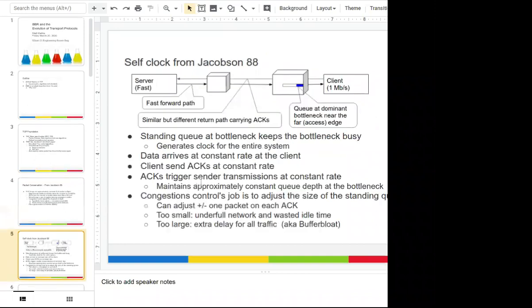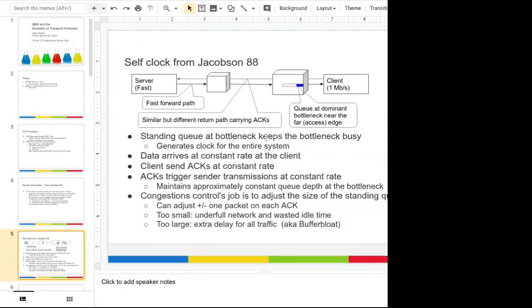An important derivative of packet conservation is self-clock. The key idea here is that there's a standing queue at the bottleneck queue that then drives the clocking in the entire system, because the ACKs coming back to the server tell the server when to send data, they tell the server when to wake up the application, and they schedule the whole thing.